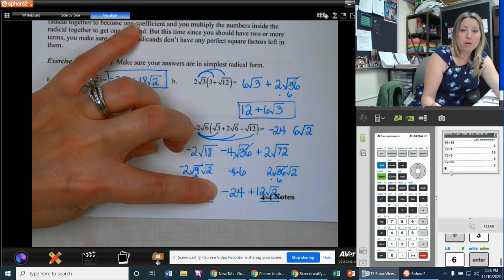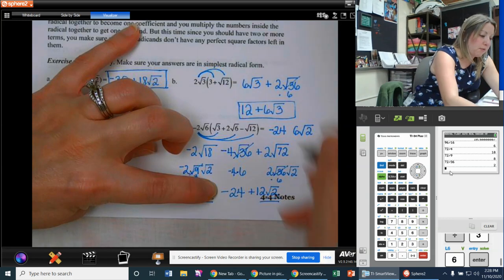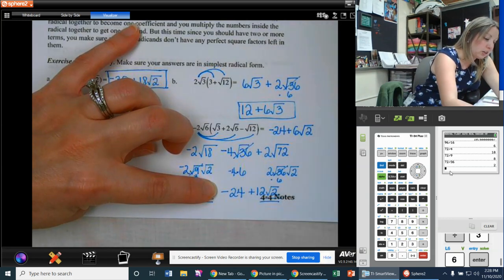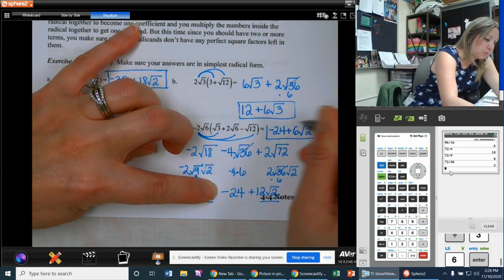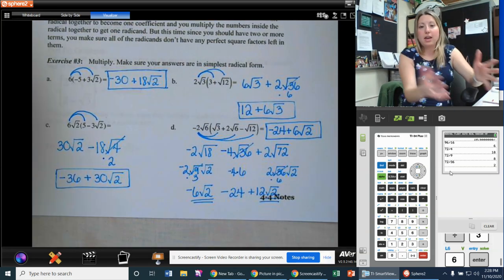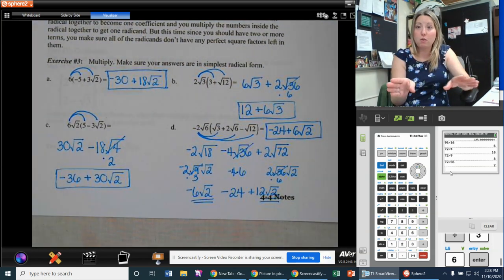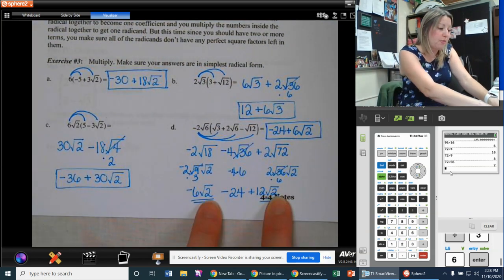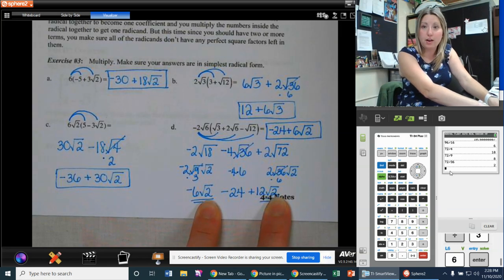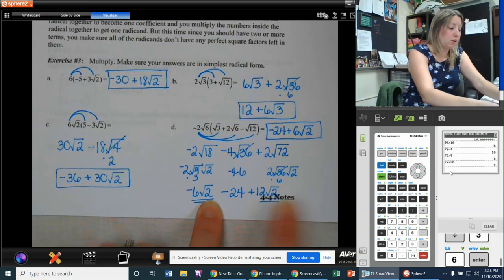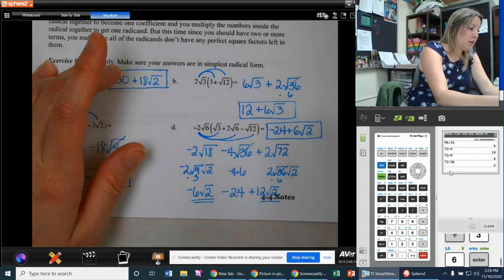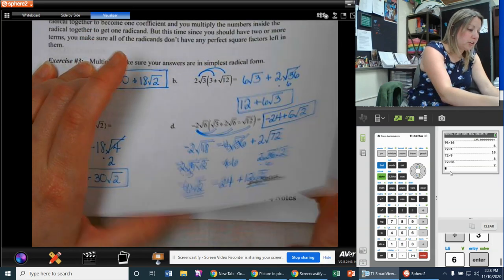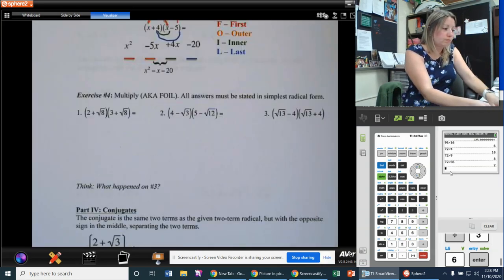So negative 24 going in the front, that's my rational number, with a positive 6 radical 2 in the back. There's my final answer. Can't combine any further. Notice the only two I could combine were the ones that had the same number under the radical. Looking good. Take a break, take a breather if you need to.